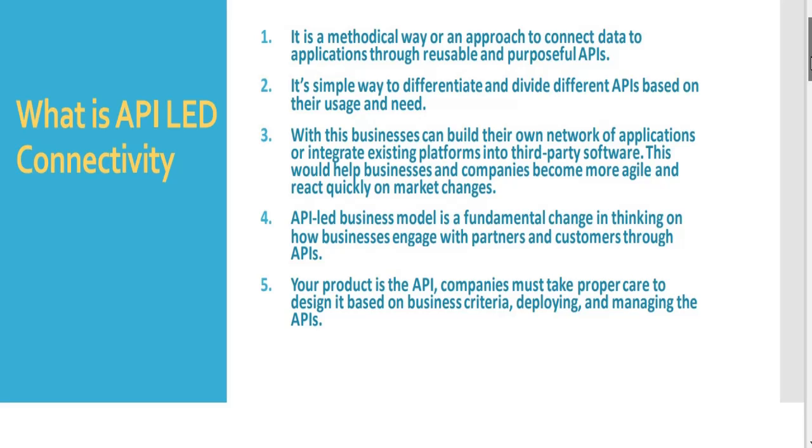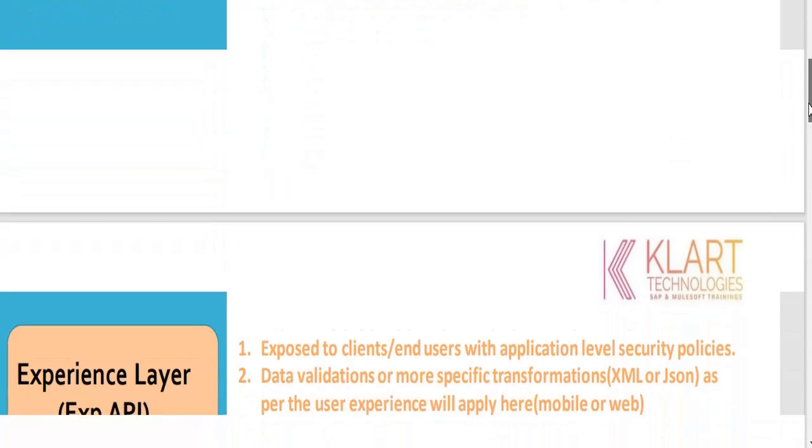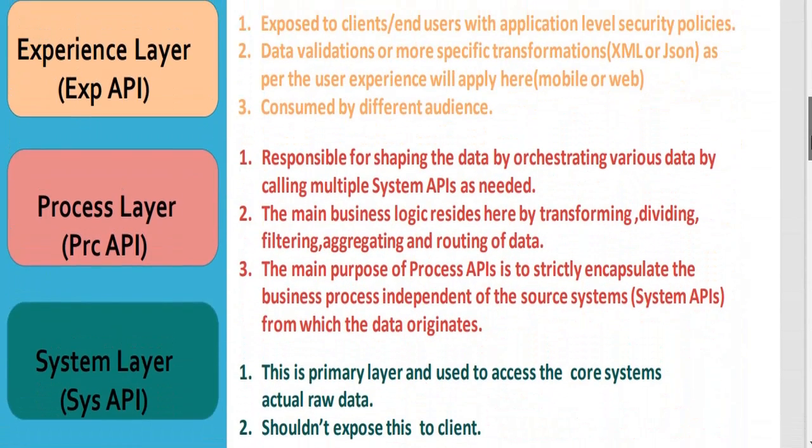In API-led connectivity, we have three different layers: experience layer, process layer, and system layer. But we will go from bottom to top, because the system layer is the primary, most important, and mandatory layer for any API. So we will go in this way: system layer, process layer, and experience layer. But why do we put the experience layer on top? This is the API which we are going to expose to the end users. So let's discuss one by one.